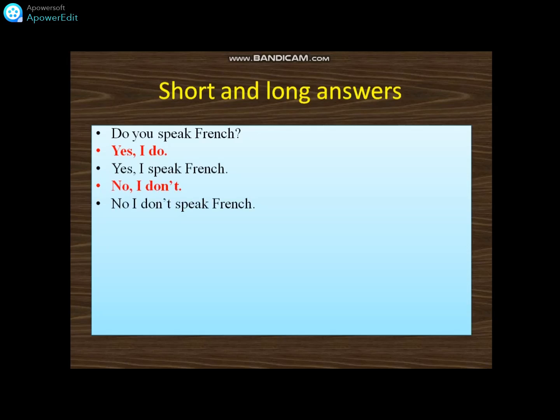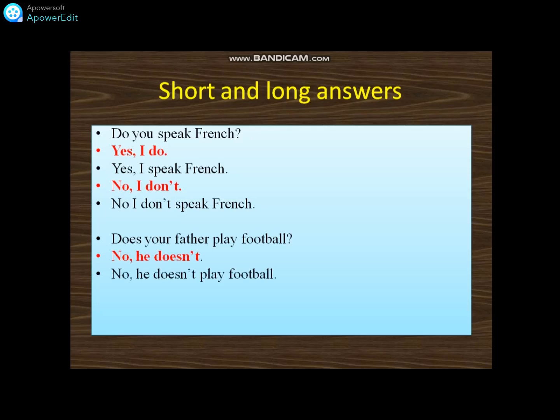Very good. Now, look at the next question now. Does your father play football? So again, no, he doesn't. Or, no, he doesn't play football. You can also say, yes, he does. Short answer. Or, yes, he plays football. Now pay attention here to the long answer. Yes, he plays football. But with short answer, you are going to say, yes, he does.